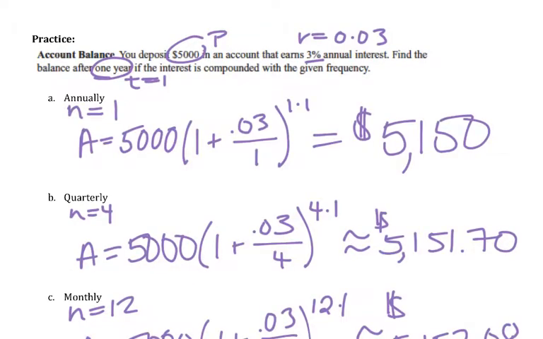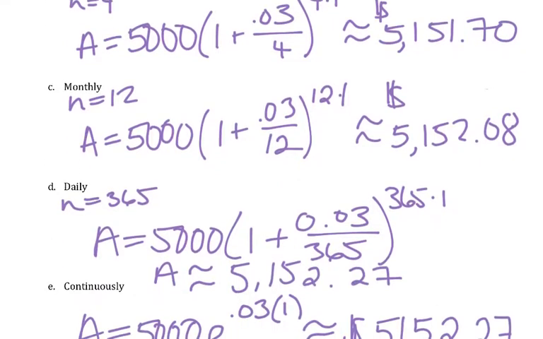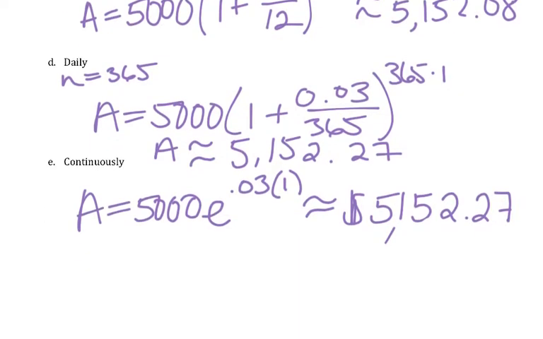Okay, so plug that into the equations and you can check your answers now. For annually, it should be 5,150. For quarterly, 5,151.70. Monthly, 5,152.08. Daily, 5,152.27. And continuously, 5,152.27.